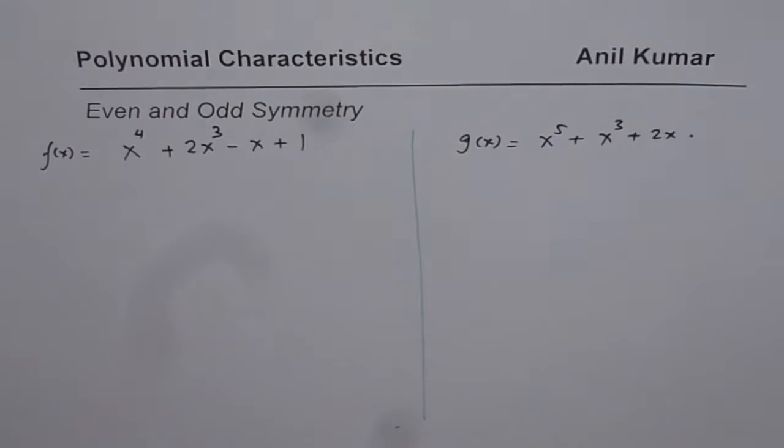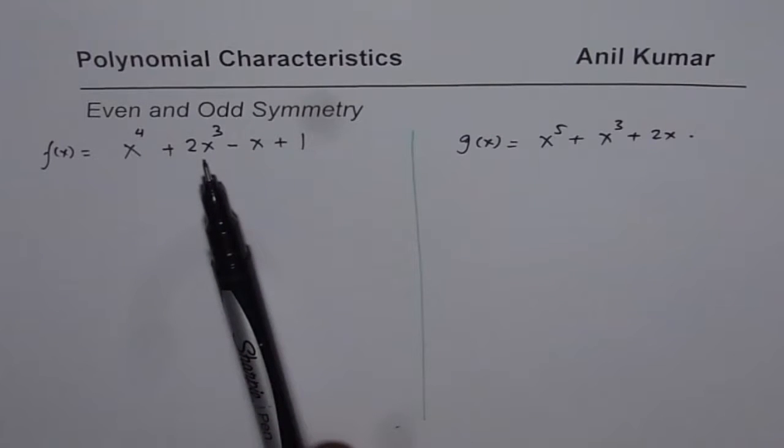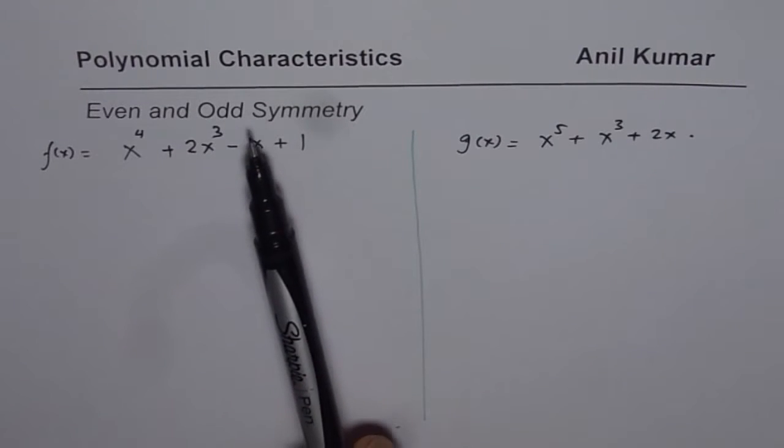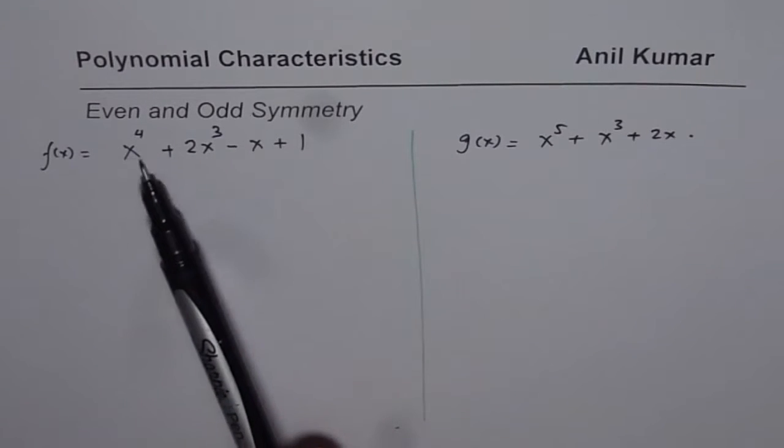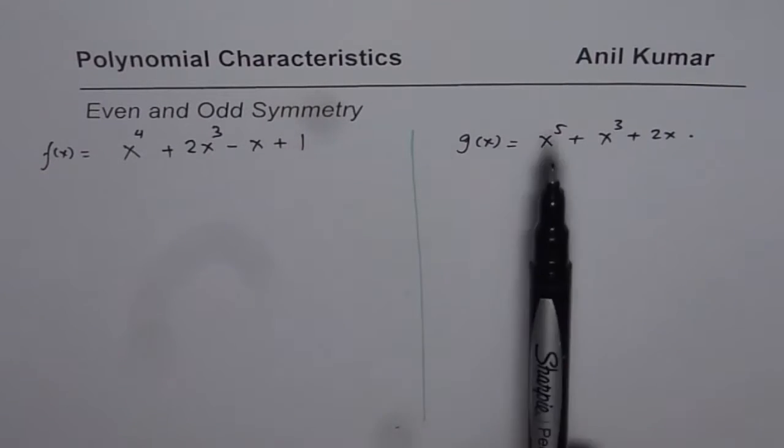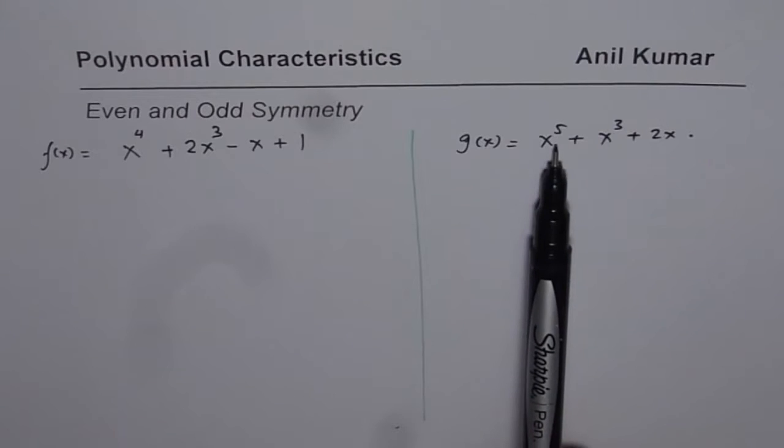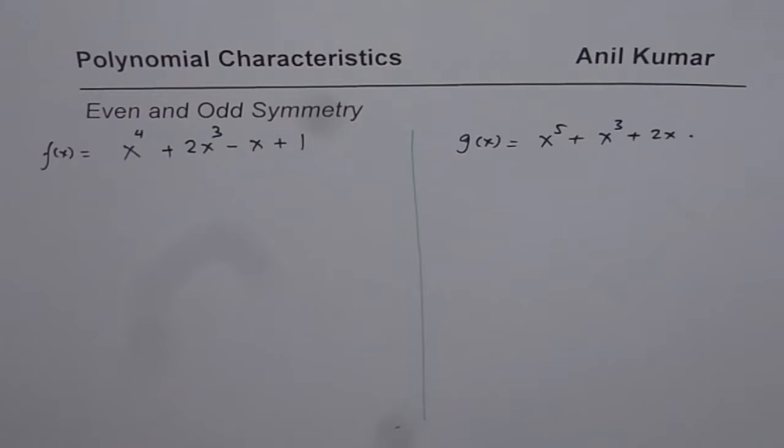Right, so I'm not adding anything to this. Now the question here is: is this polynomial with even symmetry or not? It is an even degree polynomial, but does it have even symmetry or not? That is the question. Now here we have a polynomial with odd degree. Is it also a polynomial with odd symmetry or not? So remember one thing, the degree of a polynomial could be even or odd, but necessarily an even degree polynomial may not have even symmetry. Same is the case with odd degree polynomials.